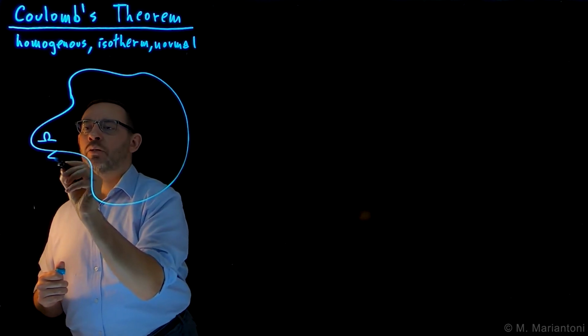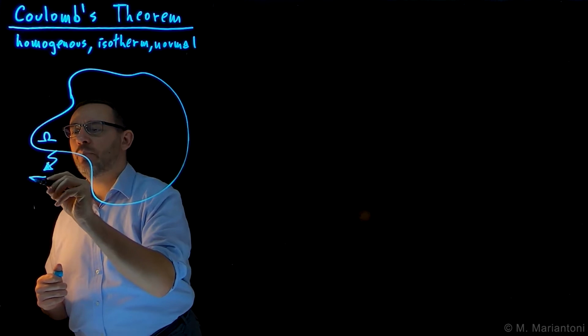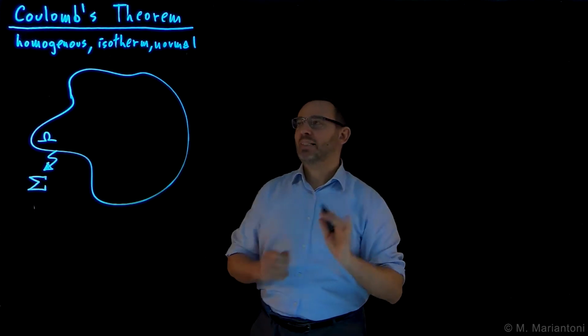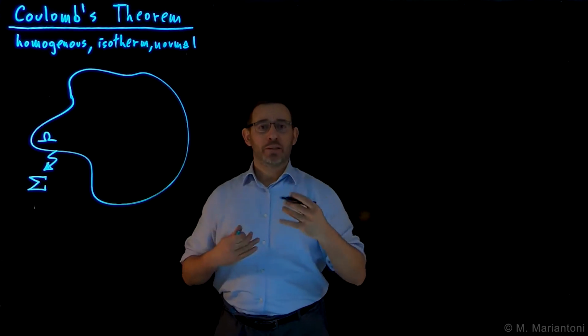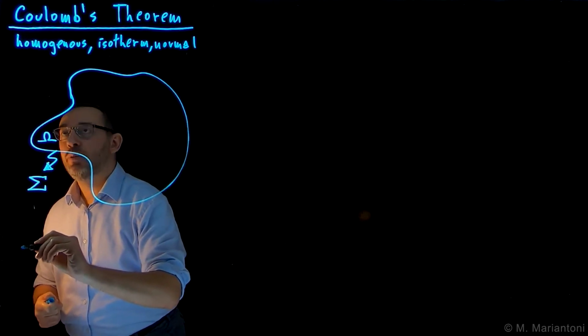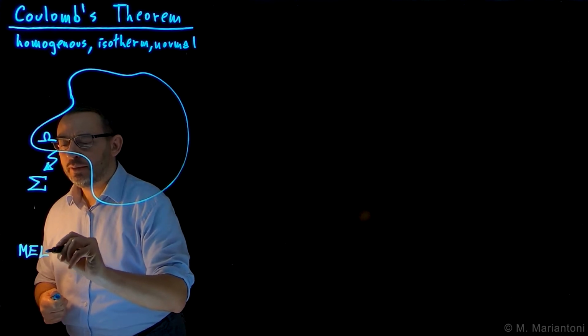The surface of this conductive object is, as always, capital Sigma. This can be charged or uncharged. We'll discuss this in a few minutes. This object is assumed to be in macroscopic electrostatic equilibrium, MEE, macroscopic electrostatic equilibrium.